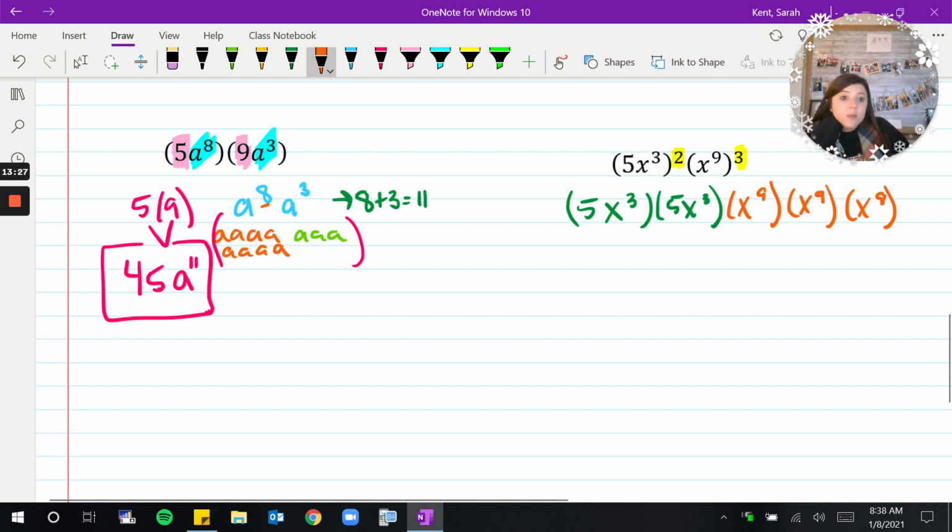So now the groups have no more exponents. I've taken that and written out how many there are. So now I can do this one just like we did the one before. So I can take my whole numbers. Here I've got 5, 5, and there are no whole numbers here. And I can do 5 times 5, which would get me 25. And then I can take all my x's, so x to the power of 3, x to the power of 3, x to the power of 9, x to the power of 9, x to the power of 9, and I can put all of those together.